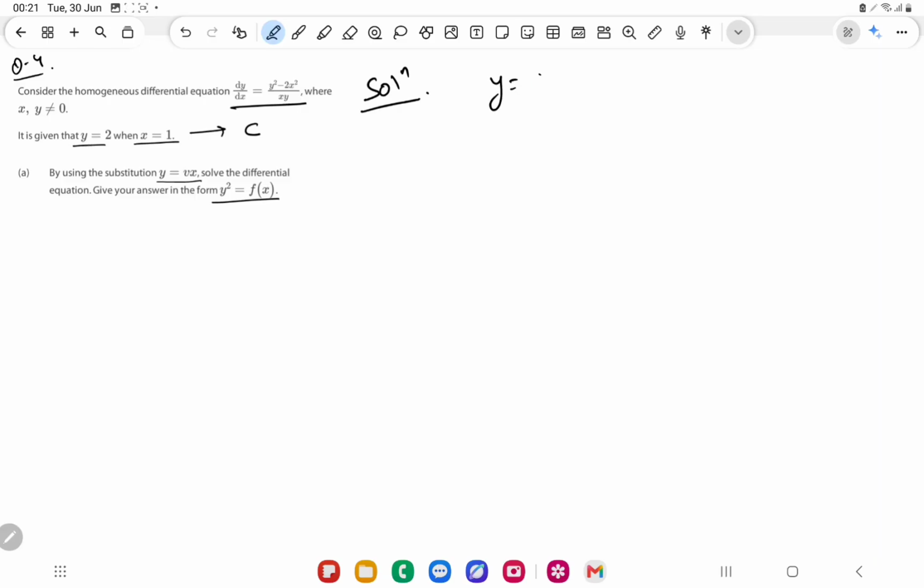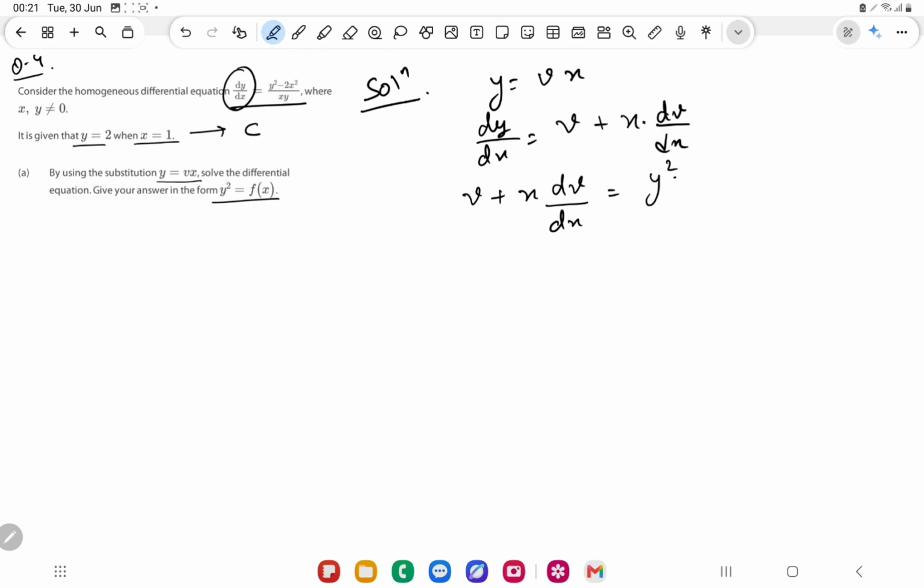Now since the question says use y is equals to vx, so I will first find out its derivative, that is v plus x dv over dx. I have applied product rule and I found out. Now I will be substituting dy by dx over here, the value which I just got, x dv over dx is equals to, now I can separate these two also.